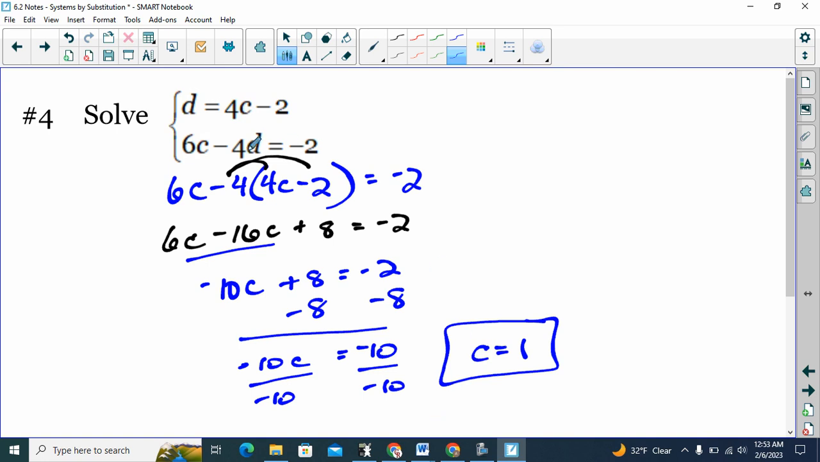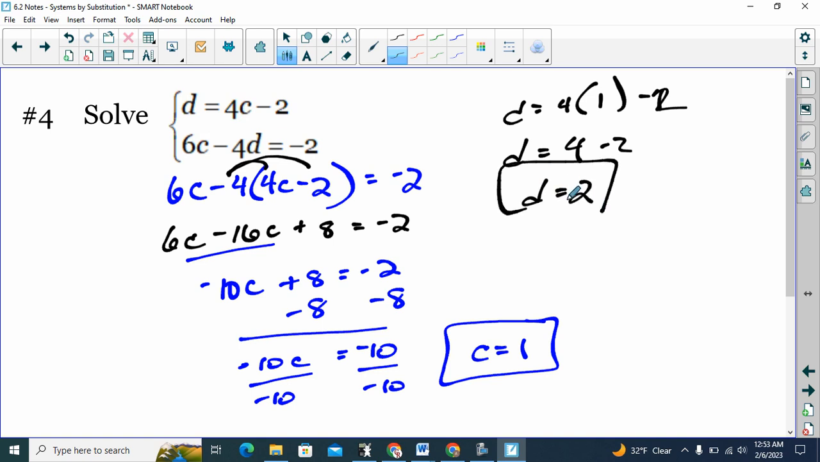Way too often I see students, they do all this and they do a great job and they get c equals 1, they circle it and then they stop. Don't forget, I not only need c, I need to figure out what d is equal to as well. We can do that by plugging c equals 1 into either equation. The equation that says d equals is going to be the easiest place to plug it in. D equals 4 times c, which is 1, minus 1. I'm sorry, minus 2. 4 times 1 is 4, minus 2. And now we have both variables.